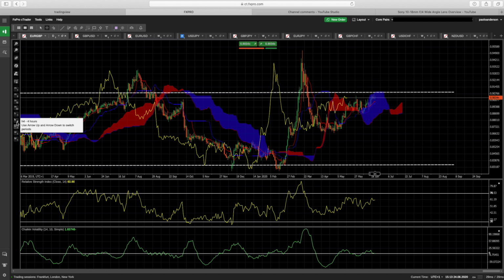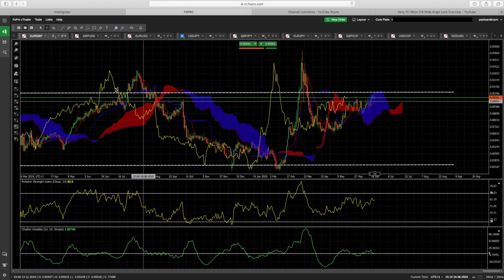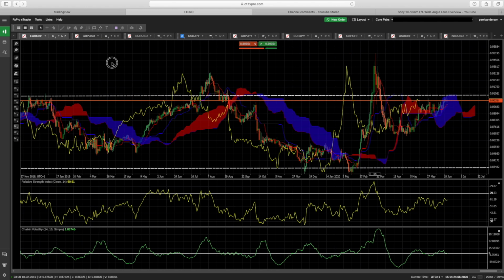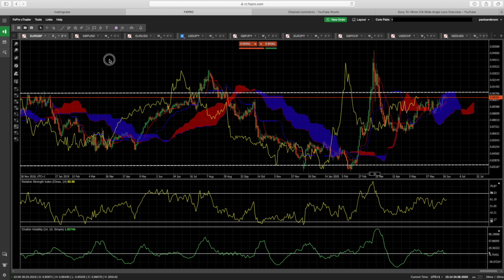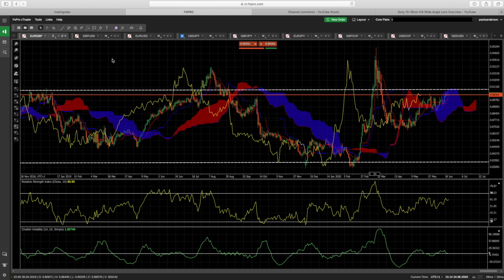But I do find the Ichimoku Kinko Hyo, the Ichimoku indicator, to be one of the best indicators that I've used in all of the 6 years I've been trading. So that's one way to use it. Let's just look at it again on another currency pair.